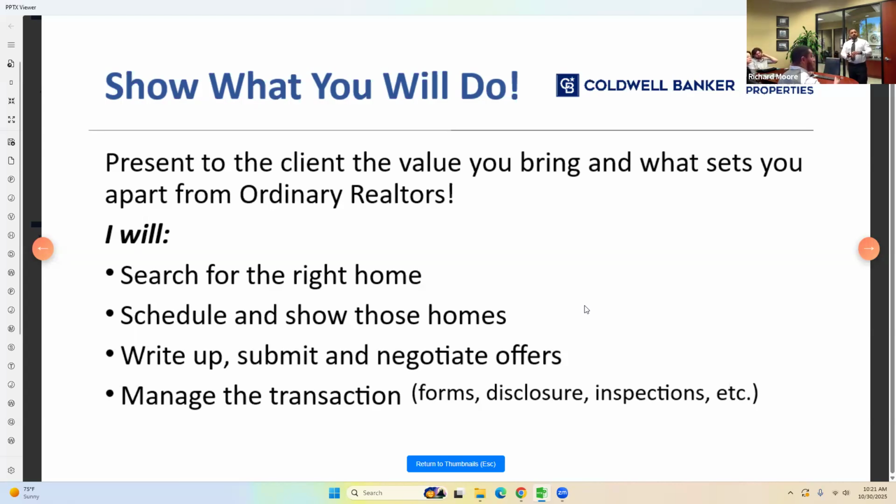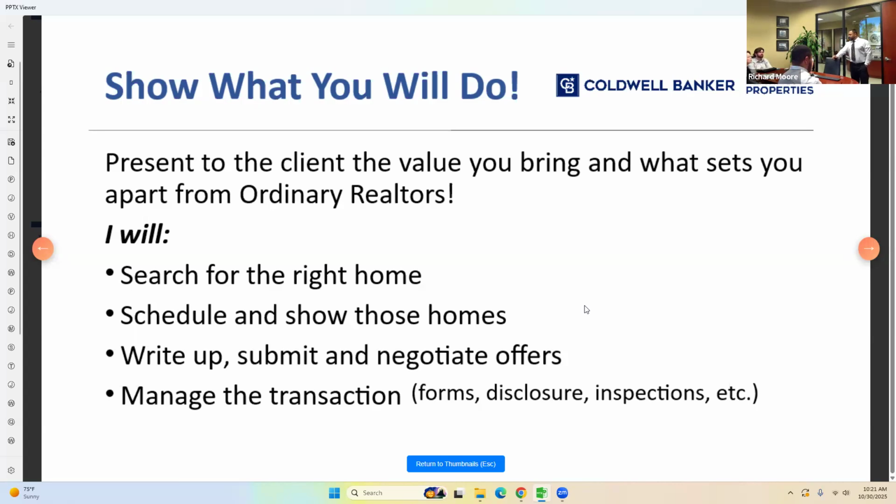All the forms, disclosures, inspections, etc. There are some agents that use a transaction coordinator. They're not doing that themselves, right? But you're going to say, I'm going to do everything myself. I want to make sure that everything, what's being sent, what's being signed, everything's on time. I want to manage all of that, right? I'm hands-on.